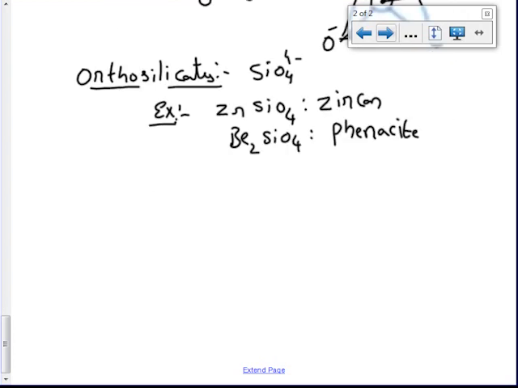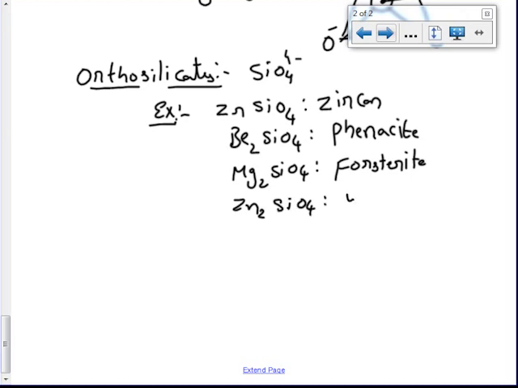If I write magnesium, also a group 2 element, then Mg2SiO4. The name of this compound is forsterite. If I write zinc, also plus 2, then Zn2SiO4. The name of this compound is willemite. So like this.